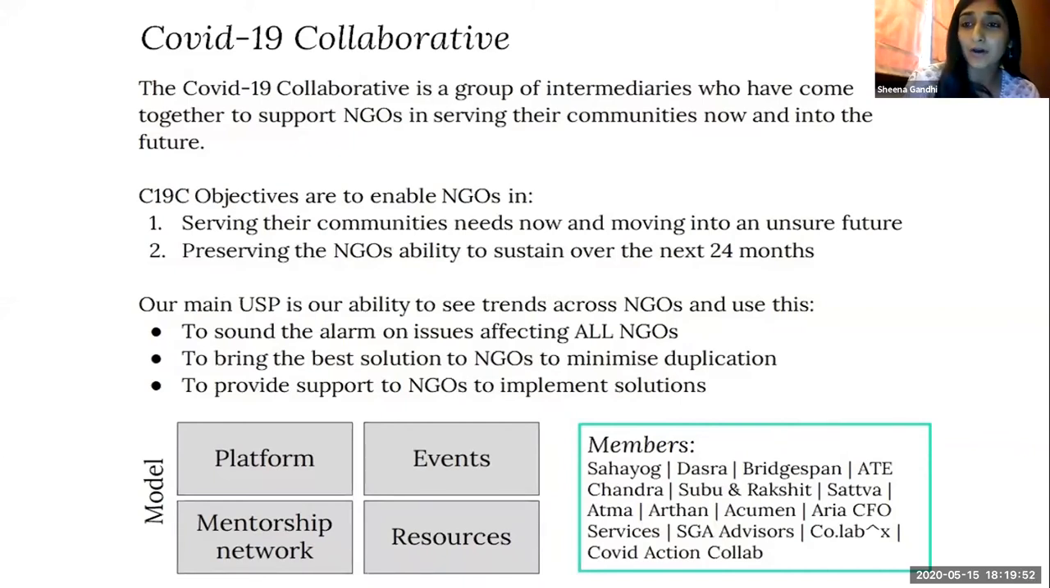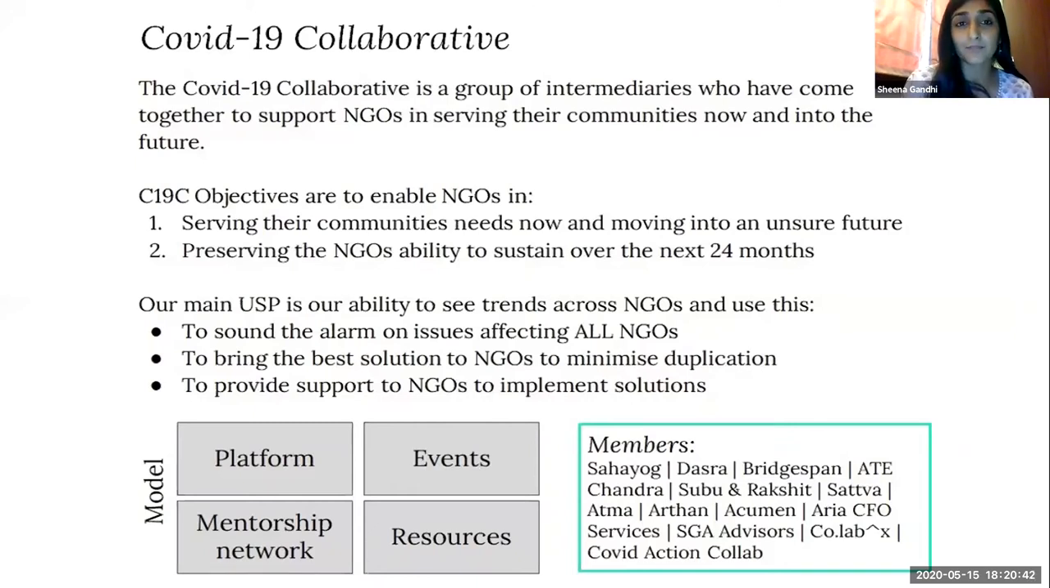And how this collaborative is really doing it is through four different corners. One is a platform, a website that is peer learning in nature. They do conferences and webinars once a month, which talk about what should be done and the responsiveness to COVID-19. They have a mentorship network that is very active, as well as resources and tools that nonprofits can use on risk exposure, financial planning, as well as model pivots.